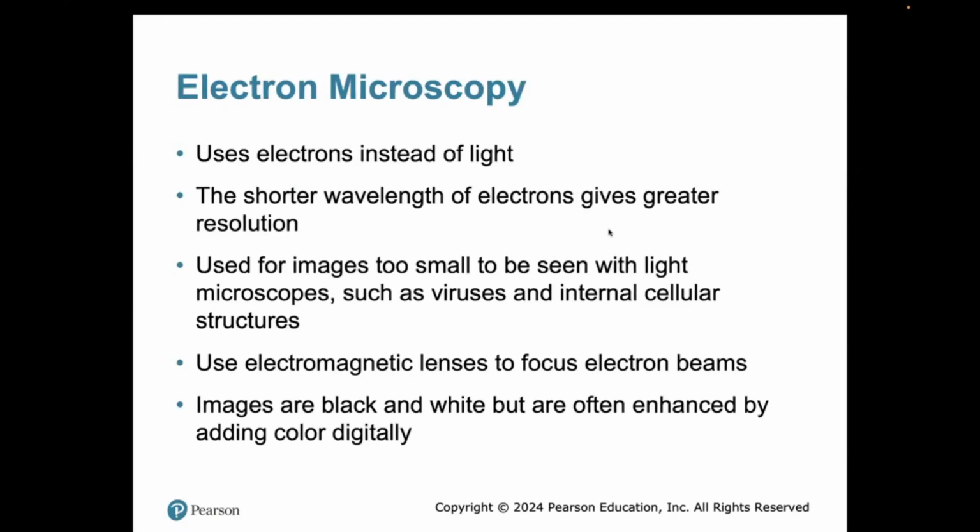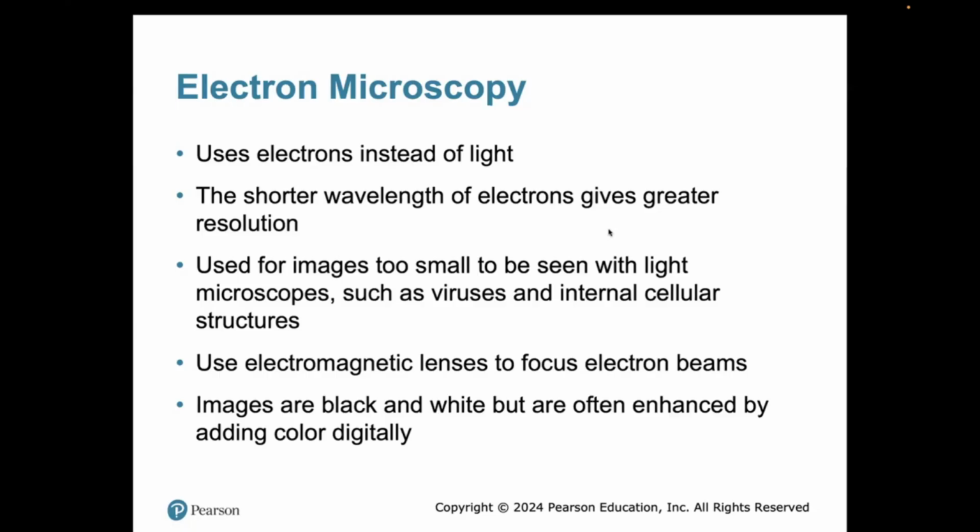So electron microscopes use electrons instead of light, which makes sense, right? The shorter wavelength of electrons gives greater resolution for these specimens. Now, we typically use electron microscopes to see stuff that's too small to see with the light microscope. So viruses are too small to see with light microscopes, with the exception of something like Ebola. Ebola is pretty big, so you can probably use a light microscope for Ebola, but that's not the case for everything, right? So that's why many labs or institutions have electron microscopes.